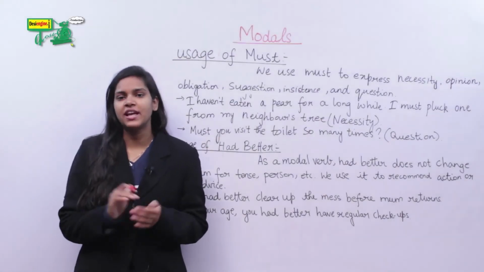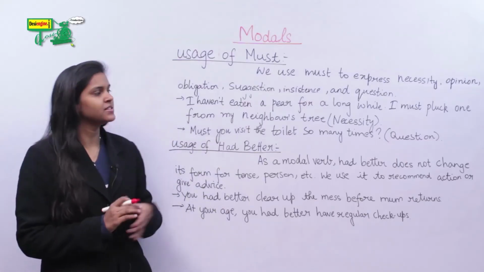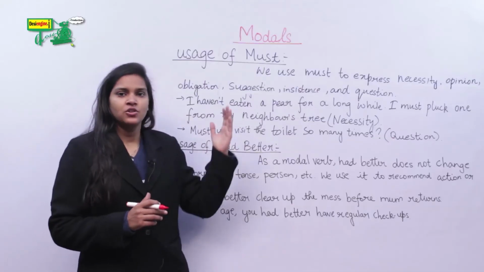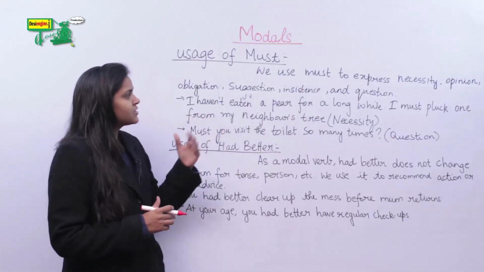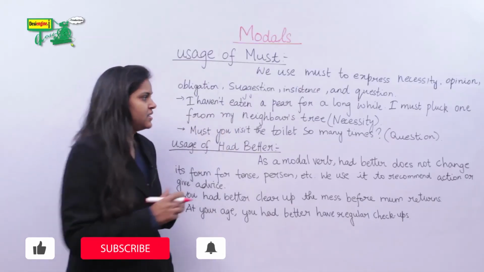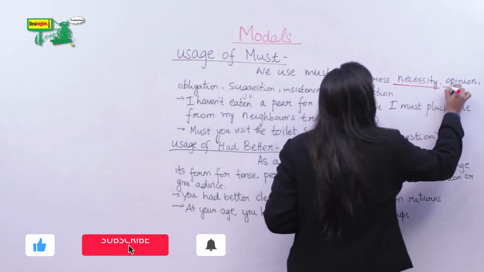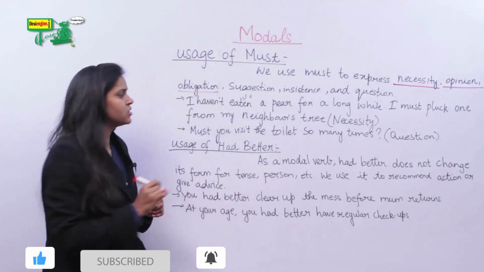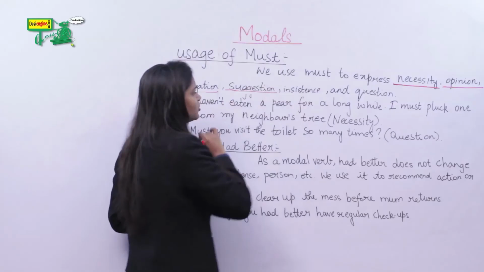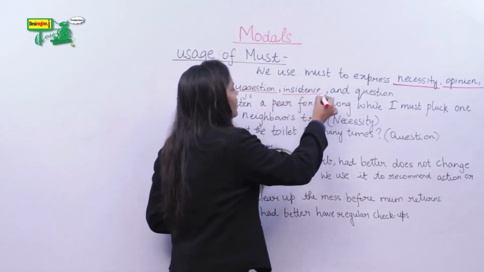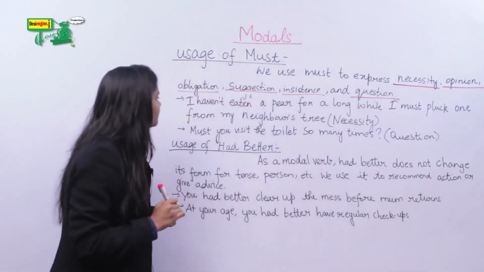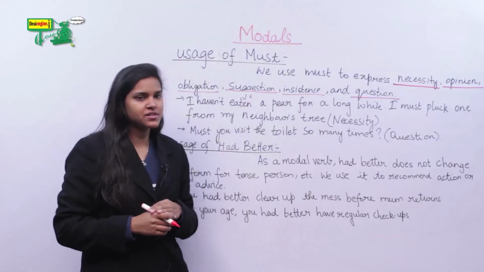Let's talk about the next kind of modal verb, that is must and had better. Usage of must. Must is used to express necessity, opinion, obligation, suggestion, insistence, and question. Let's take few examples.